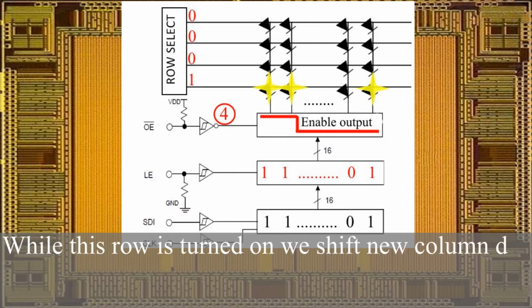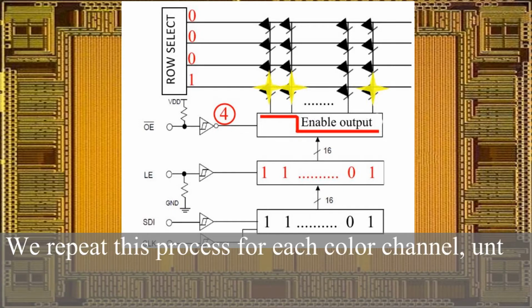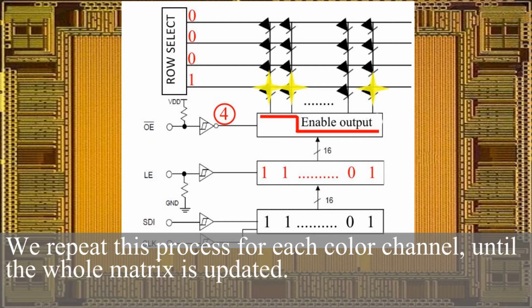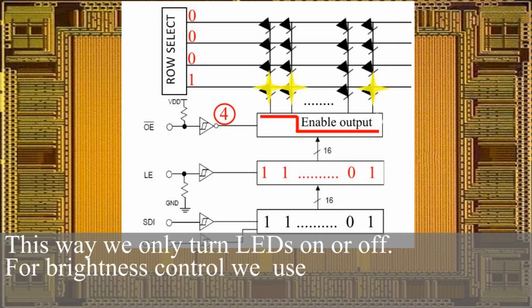While this row is turned on, we shift new column data. Then we turn the output off, latch data and switch to the next row. We repeat this process for each color channel until the whole matrix is updated. This way we only turn LEDs on or off.